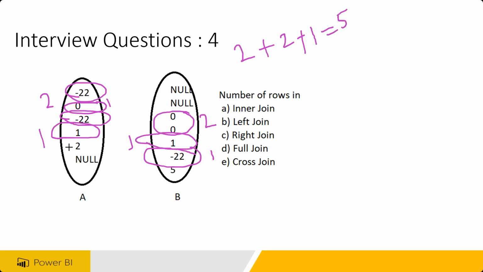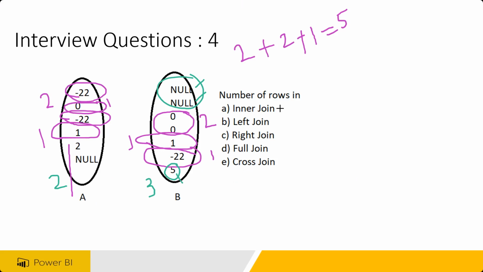So 2 and a null, these two are unmatched data, right? So unmatched data are 2 here. So what about unmatched data on the other side? You have 5 is unmatched data, 1, and these two are unmatched data. So total unmatched data here is 3. So 1, 2, and this 3. Clear?